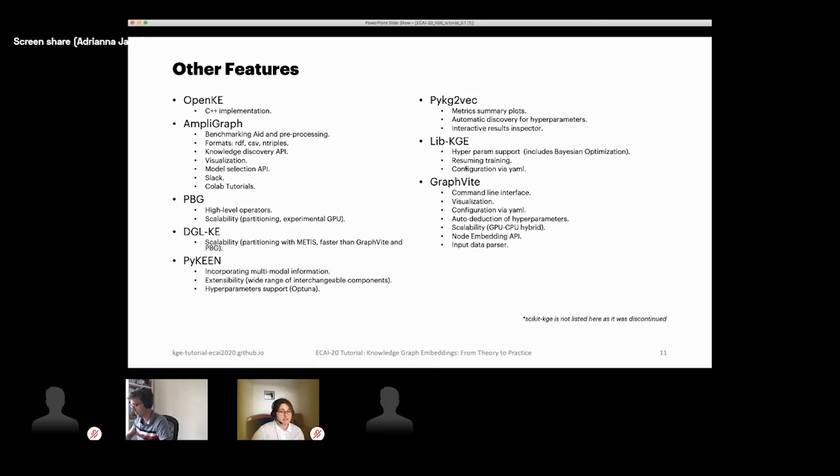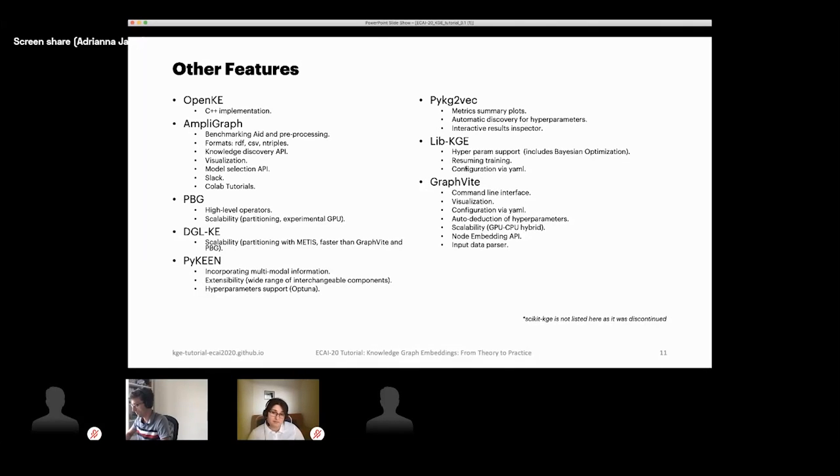Then we have PyKEEN, which has the possibility to incorporate multi-modal information, and it's extensible with a wide range of interchangeable components that you can just plug and play, let's say. It also has hyperparameter support via external software called Optuna. PyKG2Vec has some visualization and an interactive results inspector, and also automatic discovery of hyperparameters.